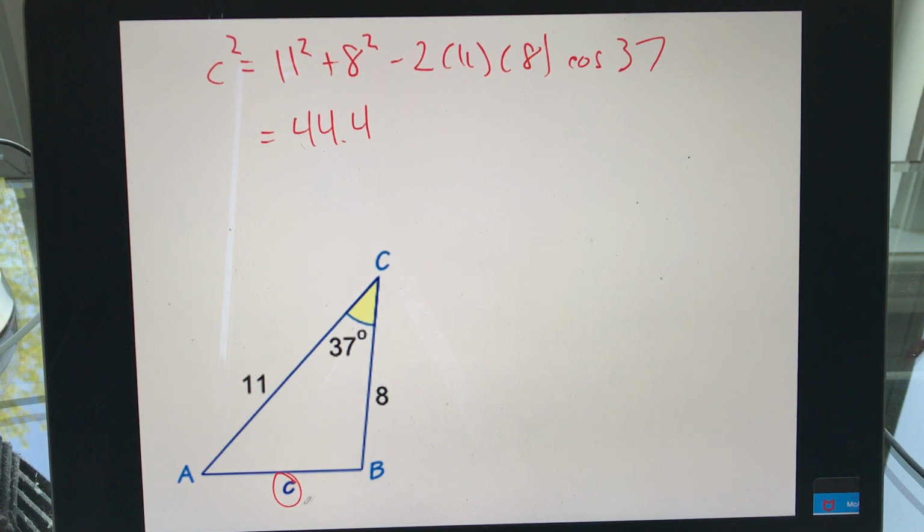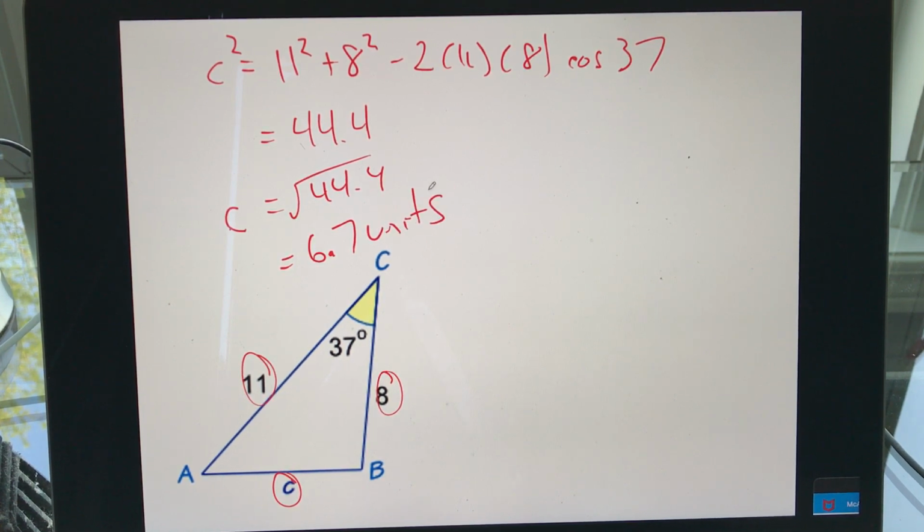Now, of course, C can't be 44, right? That's 11, and that's 8. There's no way C is 44. So we realize, remember, the formula is C squared. So I don't want C squared, I want C. So to actually get C, I have to square root my 44.4, whatever I had, and it ends up being around 6.7. And there's no units here, so I'm just going to put units. And again, you have to double check the steps on your calculator to make sure it works for your calculator itself. Okay, and that's it.